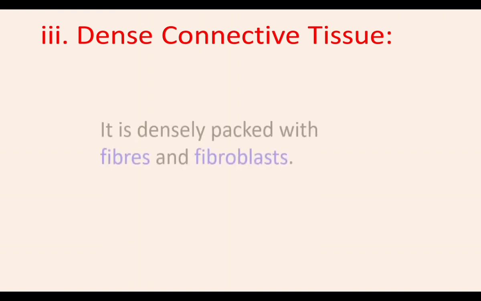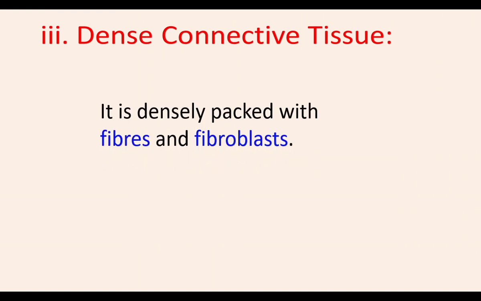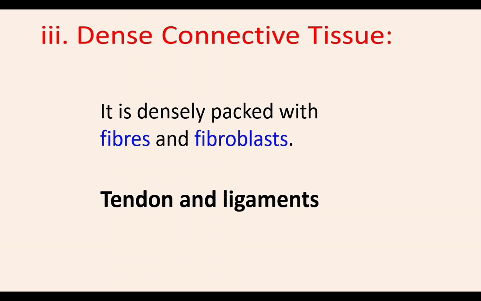Let us move on to the third type of connective tissue, dense connective tissue. In this tissue, the components are tightly packed with fibers and fibroblasts. Fibers are protein fibers, collagen and elastic fibers. Fibroblasts are living cells. They are tightly packed and have less matrix. Tendons and ligaments are the dense connective tissues. Tendons and ligaments are connective structures. Tendons connect muscle to the bones. Ligaments connect bones to bones.